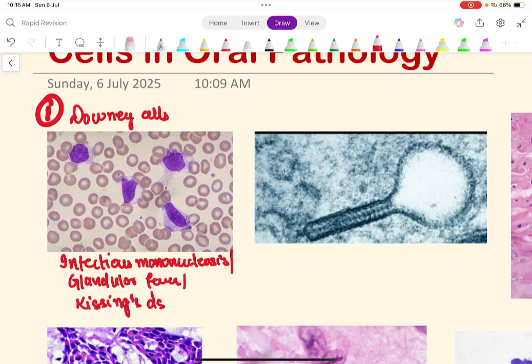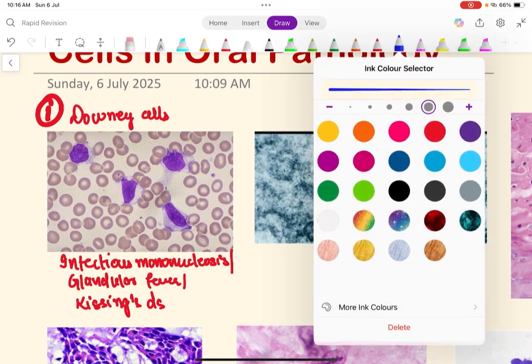All right, and kissing lesion is different. It is median rhomboid glossitis, because the lesion occurs on the tongue, and when it touches the palate, there also it occurs, so that is why it's called kissing lesion.